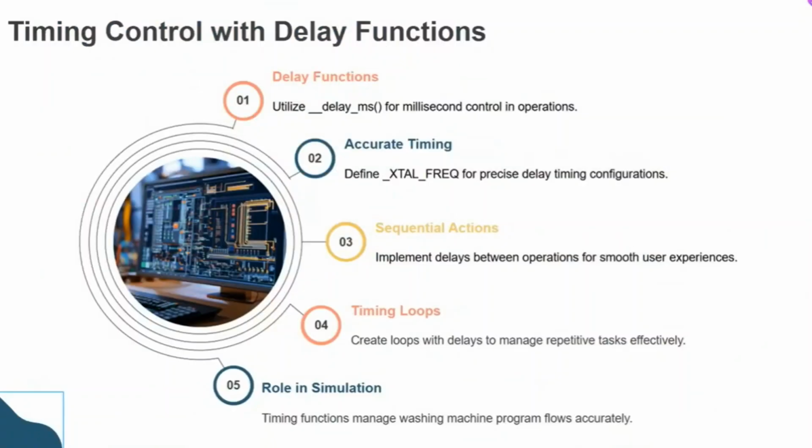Timing control and delay functions. There are 5 types: delay functions, accurate timing, sequential actions, timing loops, and real-time simulation. Delay timing utilizes delays for millisecond control in operations. Sequential actions implement delays between operations for smoother user experiences. Timing loops create loops with delays to manage repetitive tasks effectively. In real-time simulation, time functions manage washing machine program flows accurately.